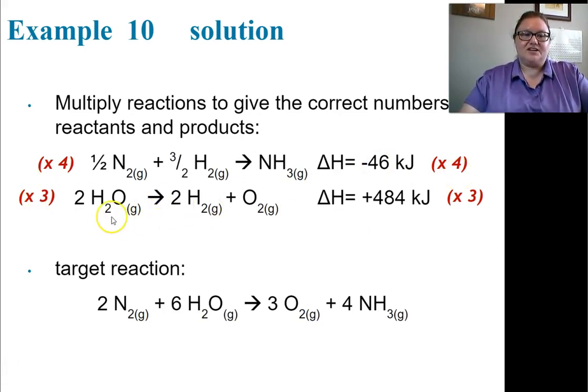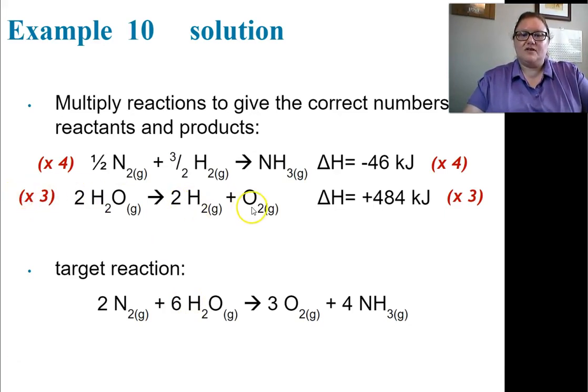Let's look at the second reaction now, our decomposition of water. We have a coefficient of 2 in front of that water molecule on the reactant side. We compare that to the water of our target. We have a coefficient of 6. So to go from the given 2 to 6, we're going to need to multiply the entire reaction by 3. So we'll carry that across. 3 times 2, we get 6 water. 3 times the 2 hydrogen here, we'll get 6 as well.